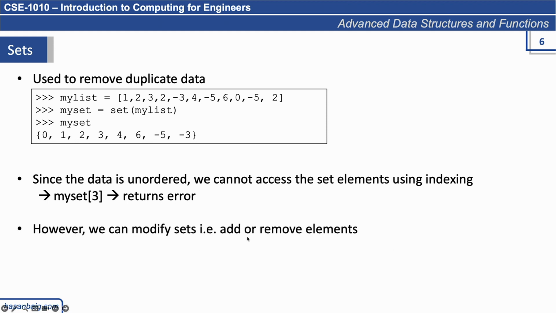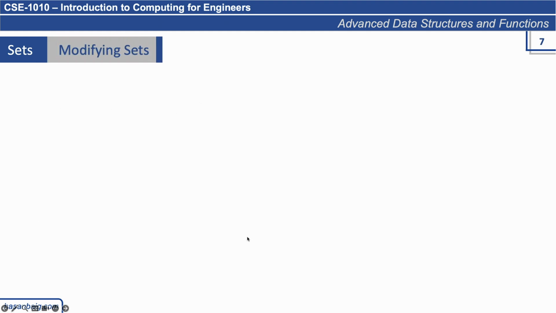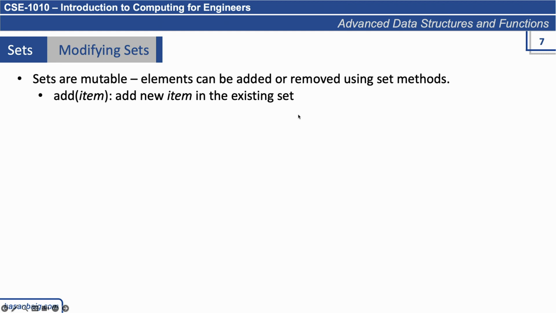So we can modify sets by adding or removing an element. So how do we modify? You see, sets are mutable, which means that we can change the value, we can add or remove the elements. So we can add the element with the help of the add method.